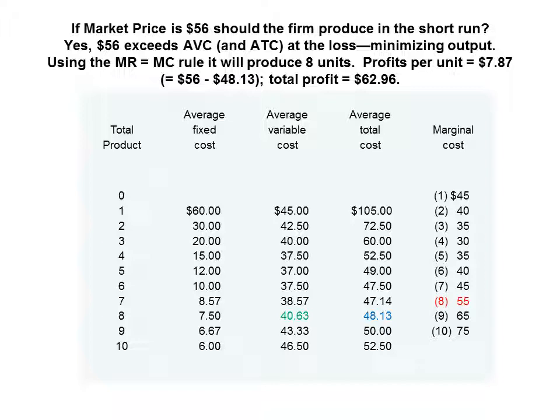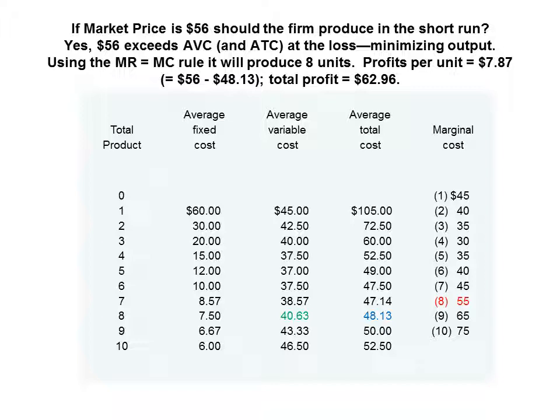Average total cost at 8 units of output is $48.13. So what we're saying there is that this firm will produce and sell each unit at the market price. So marginal revenue equals price at $56. The average total cost at 8 units of output is $48. So therefore, yes, this firm should produce because price is greater than average variable cost at Q star at 8 units of output. Will they make a profit?